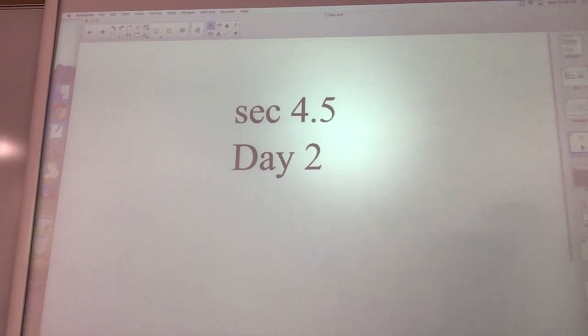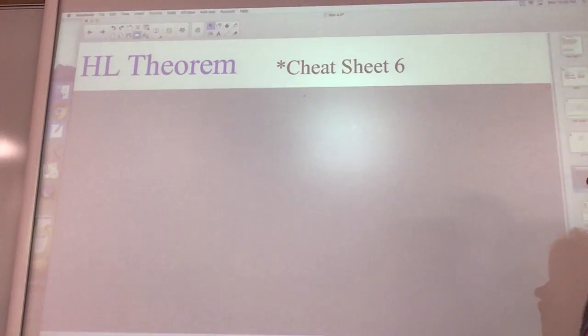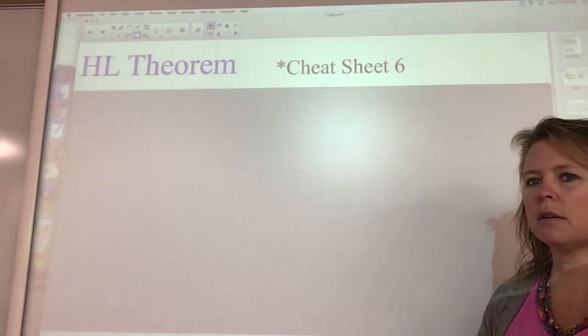Second half of section 4.5, I didn't want it to get too long for you. We worked on angle, side, angle, and side, angle, side. Now we'll be working on the HL theorem.